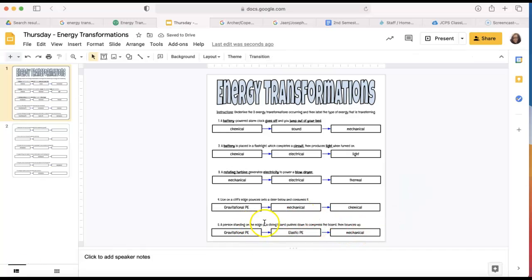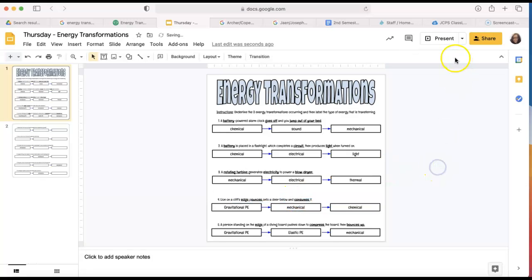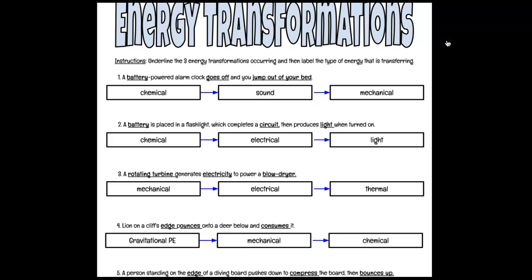So let's make sure we are underlining our stuff, because I didn't do it on the last one. So on the edge of a diving board, compresses the board, and then bounces up would be the things you'd underline there. And for the lion one, it's on the edge of the cliff. It then pounces onto the deer and consumes it. Okay, so here are your answers for the first page.